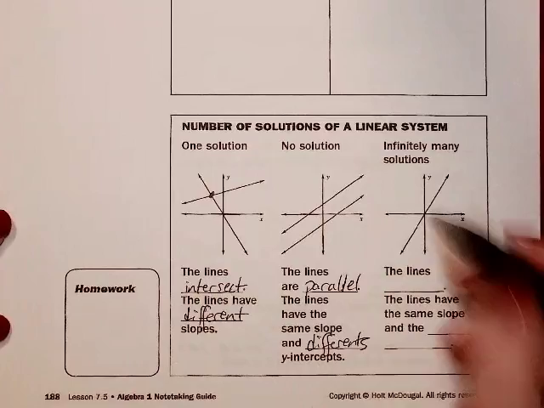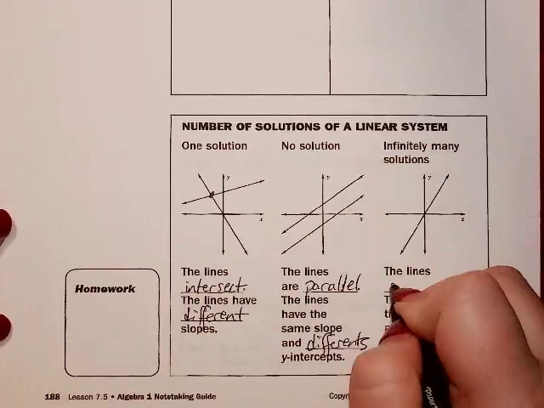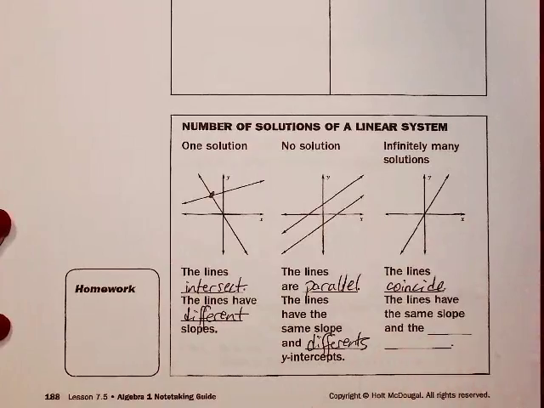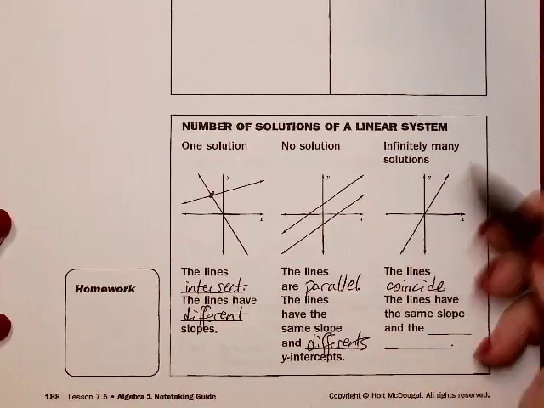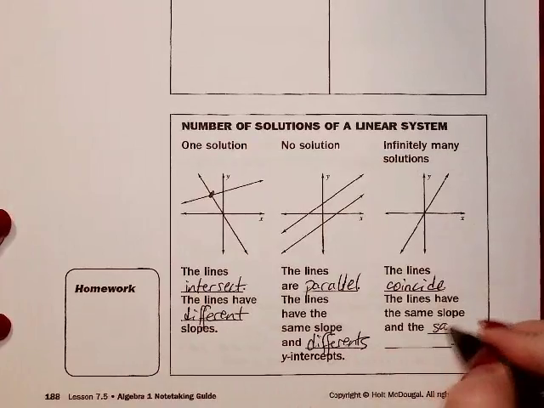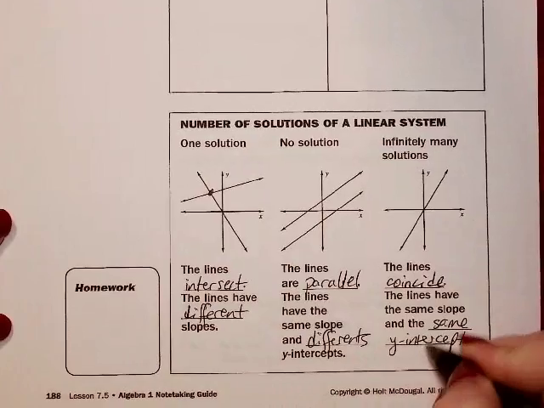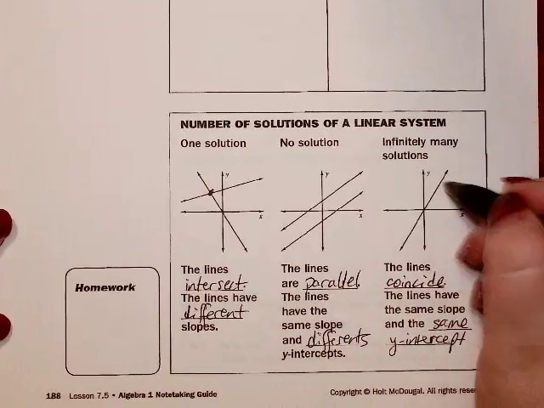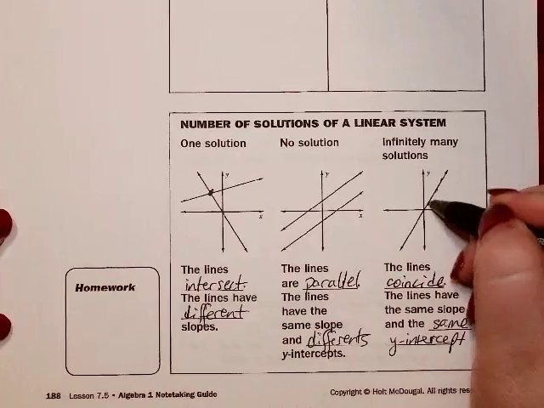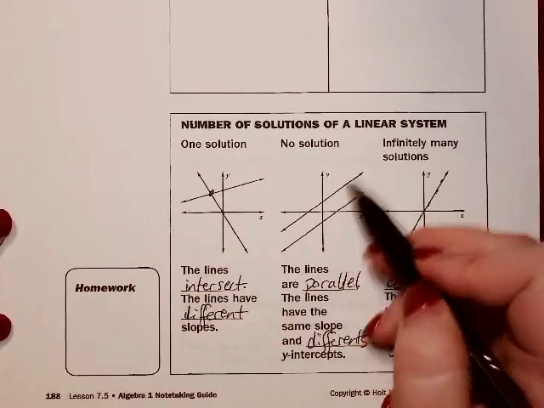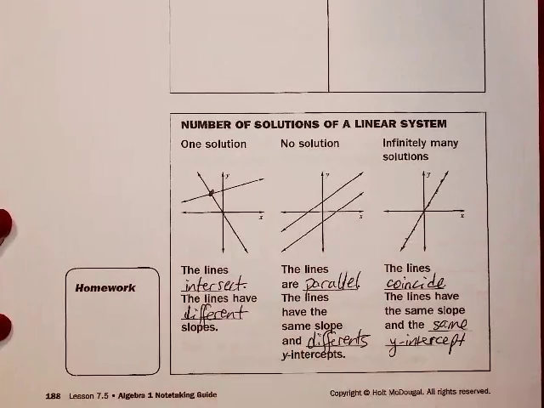Okay, and here the lines are the same, so the fancy word for that is coincide. Okay, they are the same line. They have the same slope and the same y-intercept. So this is a solution, this is a solution, this is a solution. Any point on this line is a solution. Here we have no solutions, and here we just have one. So those are different types of linear systems.